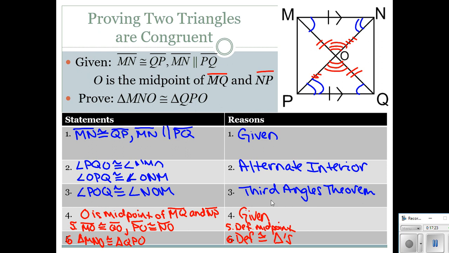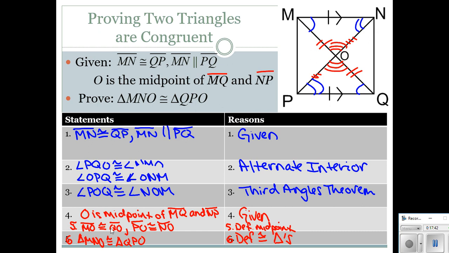Now we need to do sides. So now we're going to use this sentence from the given on number 4. Write this down. O is midpoint of NQ and NP. And then we're going to add 5. I'm going to add 5 and 6 here. So you can write 5.